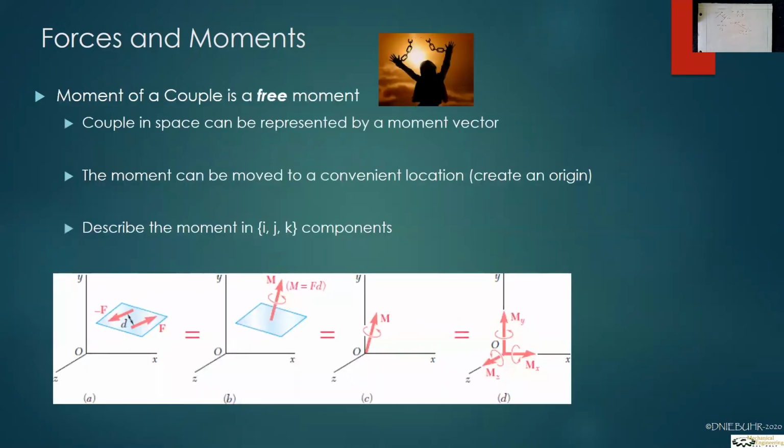Okay, now that you've seen that free moment problem, or now that you're familiar with the idea of the free moment, let's explain it a little more. We know that a couple, just like a moment, can be represented by a vector, so you can have i, j, k components. The moment can be moved to any convenient location. You can create your own origin wherever is needed.